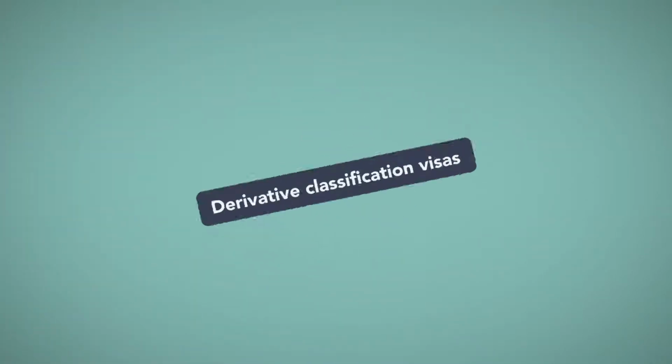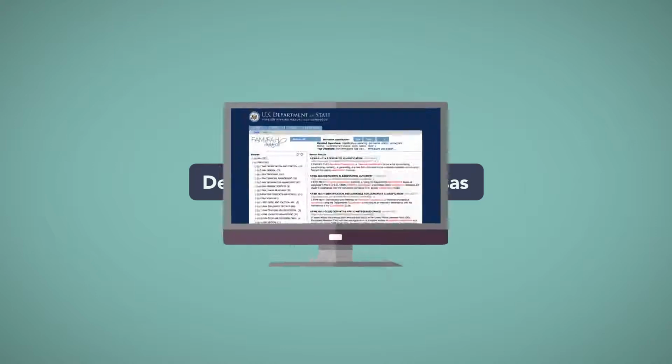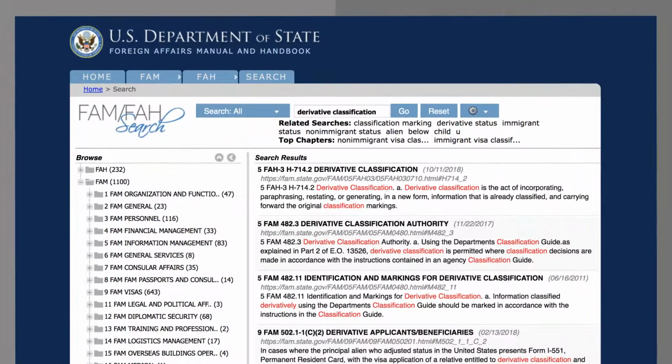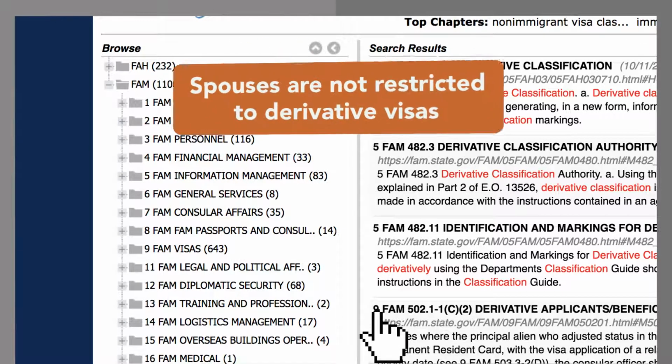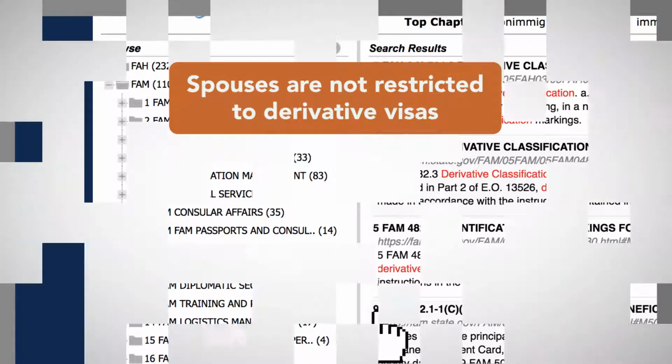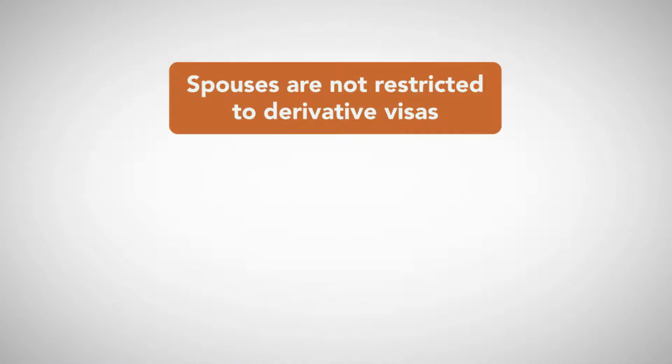These are known as derivative classification visas because the family member's visa eligibility derives from the type of visa the initial applicant is seeking. Spouses are not restricted to derivative visas. If they qualify, they can seek entry based on other classes of visas.